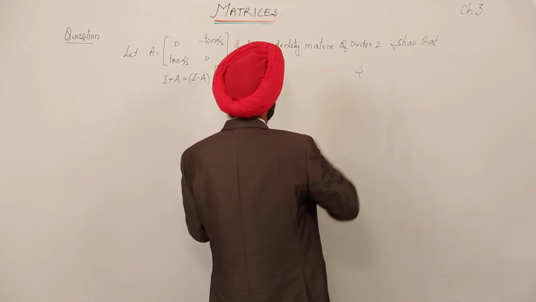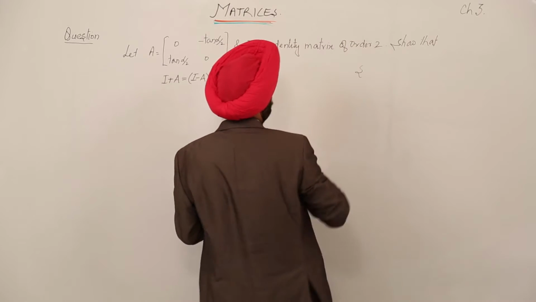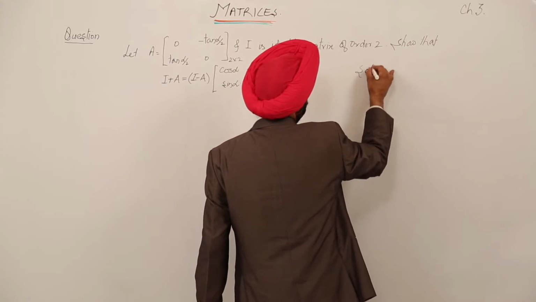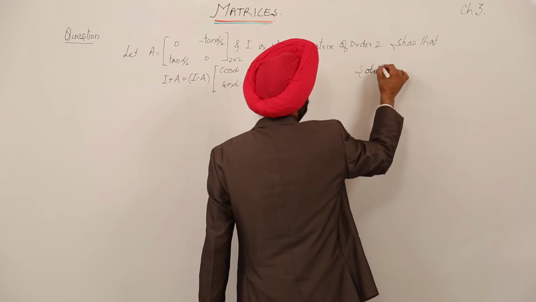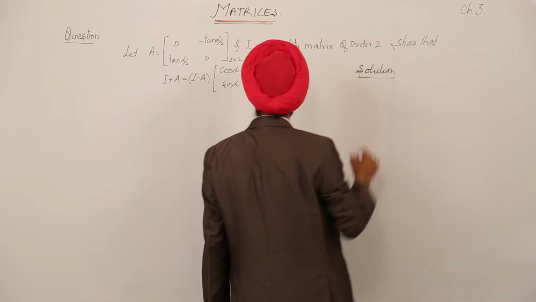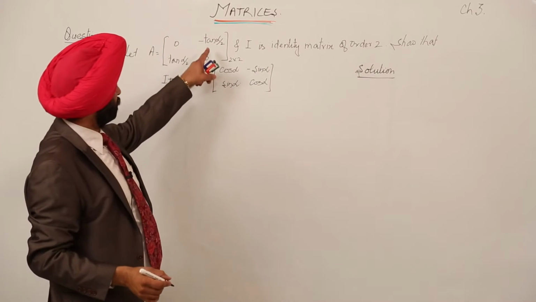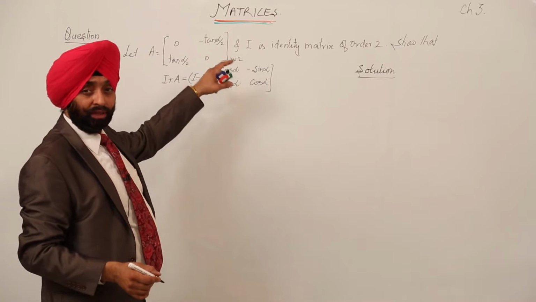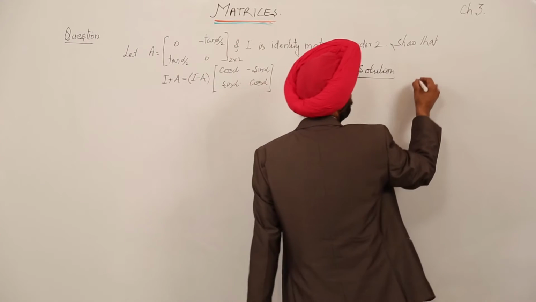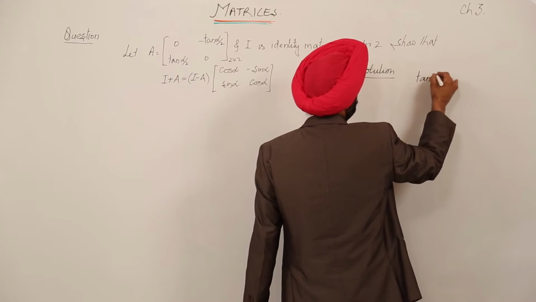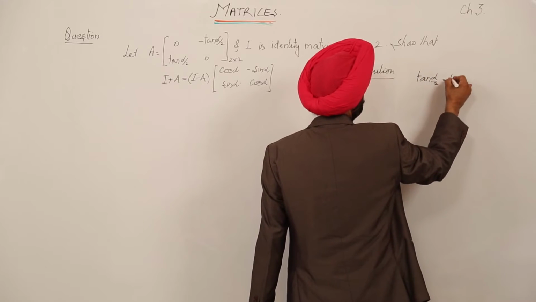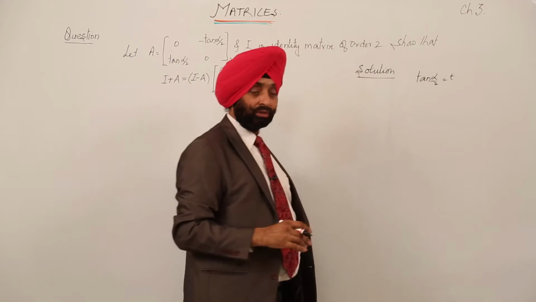Solution is, let us put tan alpha by 2 as t. Let tan alpha by 2 is equal to t, first thing.